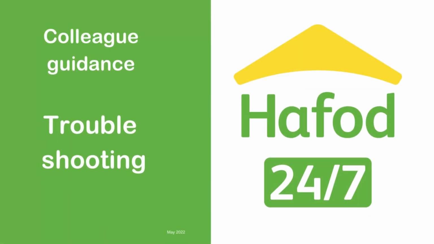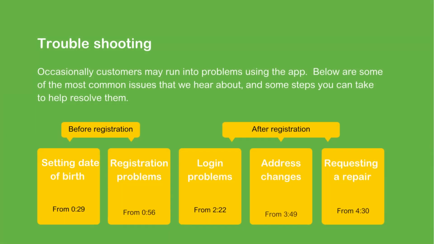Troubleshooting guide on the Hafod 24/7 app. Occasionally, customers run into some problems using the app. We've put some troubleshooting steps together on the 5 common issues that we hear about: setting date of birth, registration problems, login problems, address changes, and requesting a repair.